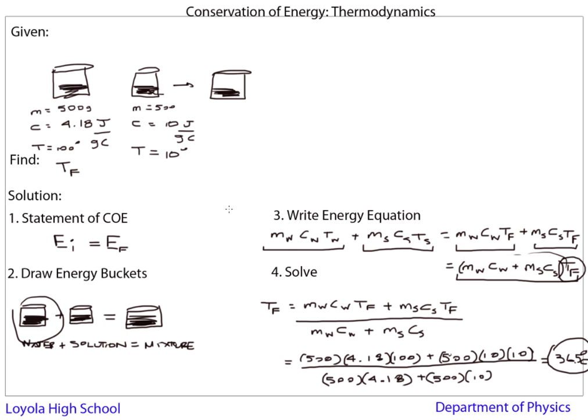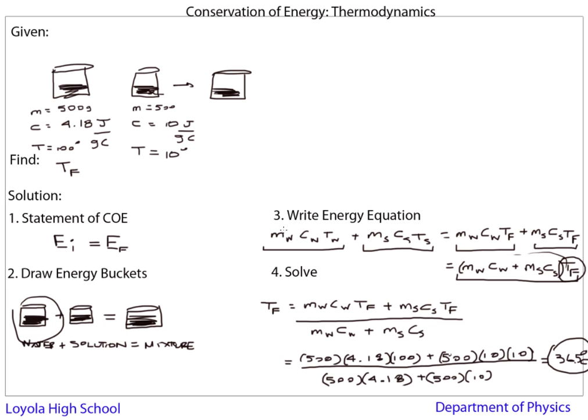So it looks like there's a big temperature change. We go from 100 down to about 36. And if you look at the specific heats, the specific heat of the solution, 10, is more than double that of water. It's a good heat absorber. It absorbs the thermal energy very efficiently, if you want to use the word efficiently. And so we come to a temperature of 36.5 degrees Celsius.